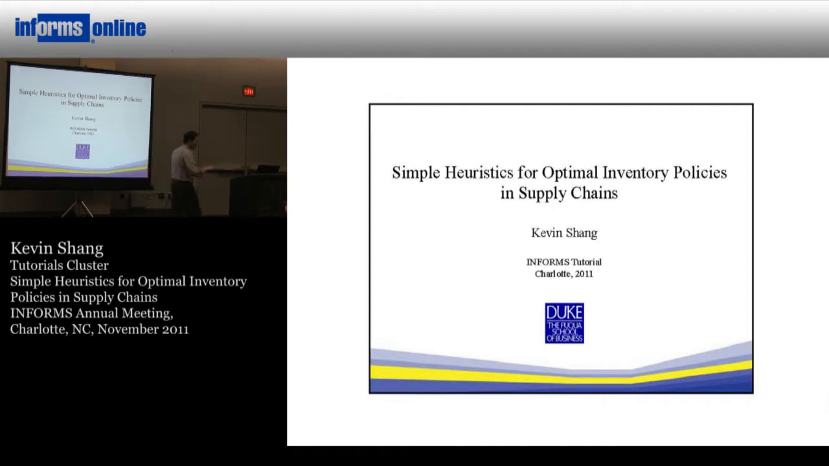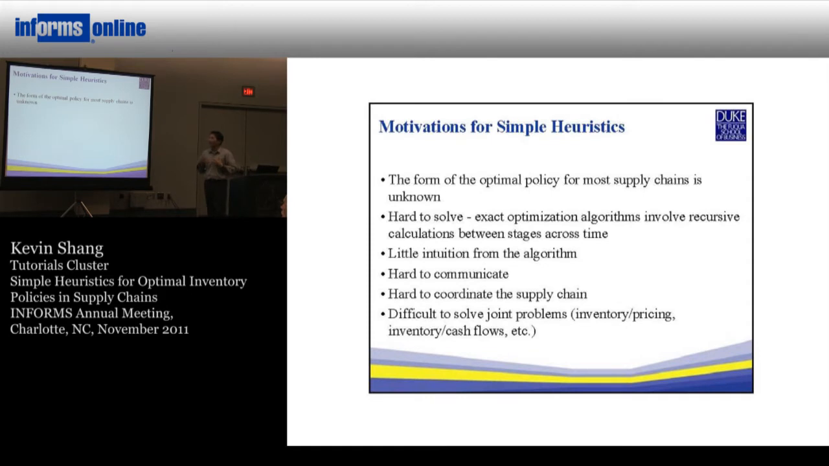The next slides give us ideas why I think this is an important area to study. As we know, if we are looking at optimizing inventory decisions in a general supply chain, the form of the optimal policy in most supply chains is unknown. But the issue is still there. The manufacturer and the supply chain partners always have to figure out a way to increase efficiency. So the problem does not go away.